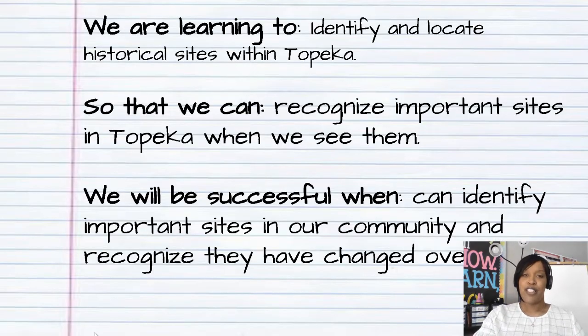So let's review our learning intentions first. We are learning to identify and locate historical sites within Topeka. We did that so that we can recognize important sites in Topeka when we see them. And I'm pretty sure if any of you go to downtown Topeka, you all are going to be able to point out that Kansas State Capitol. We will be successful when we can identify important sites in our community and recognize how they've changed over time.